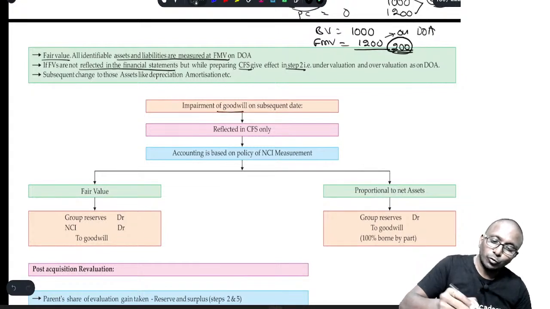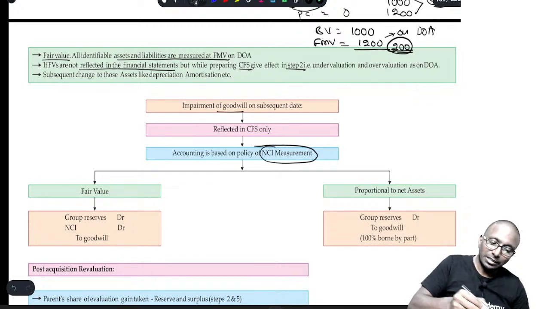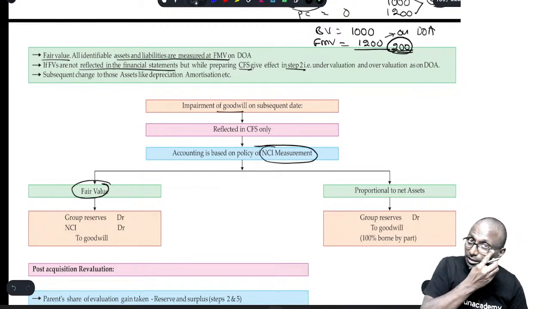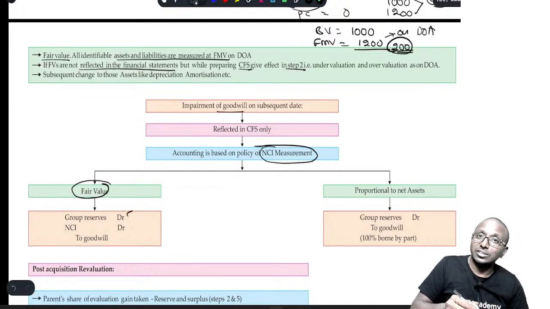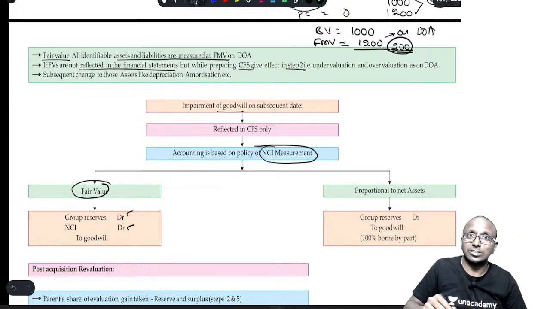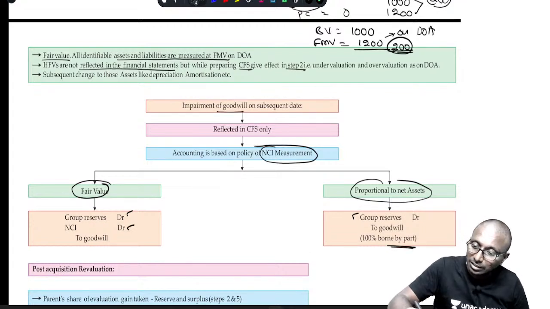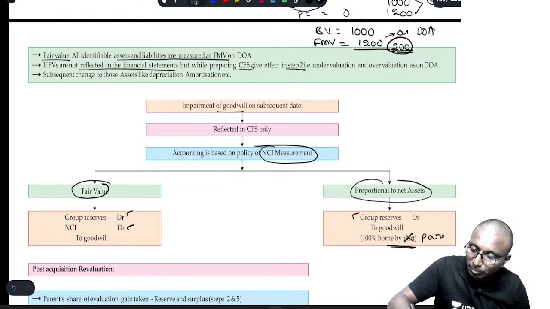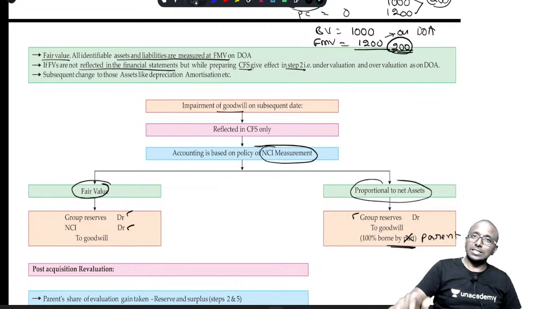Next, impairment of goodwill. I told you it is based on the NCI measurement. If NCI is measured at fair value, then the impairment loss should be given to the group, that is parent share, and NCI also has to take its share. But if NCI is measured at proportionate share of net assets, then it is going to be taken by only the group. 100% will be borne by the parent company, but not by the NCI. NCI will not take a share in it.